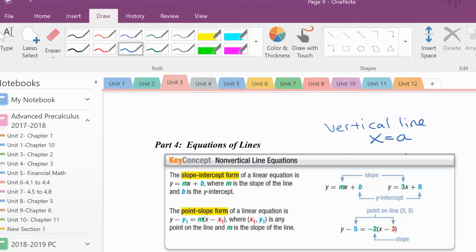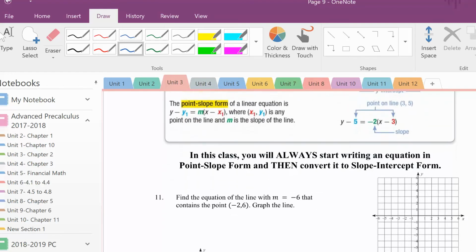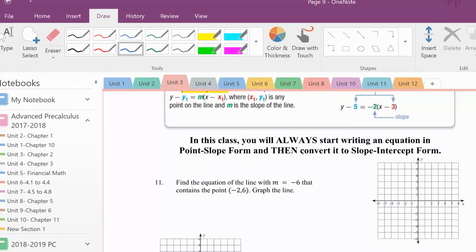But if it's a non-vertical line, then we have what's called the slope-intercept form, where y equals mx plus b, where m is the slope and b is the y-intercept. And we also have what's called the point-slope form, where we take y minus y1 equals m times x minus x1, where x1 and y1 is any point on the line and m is the slope. So in this class, you will always start by writing the equation in point-slope form, then you convert it to slope-intercept form.